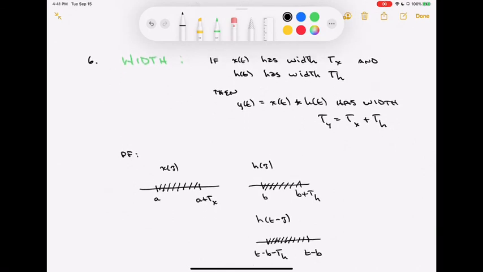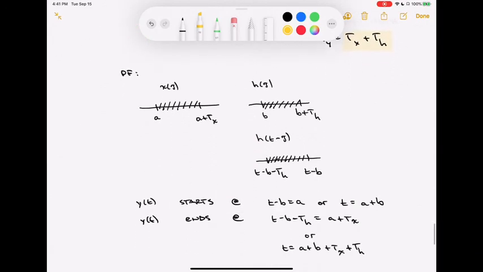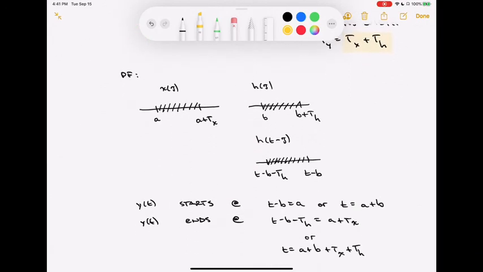Last property we have, the width property. If x of t has a width, call it tx, and h of t has a width th, then the convolution of these two has a width that is just the sum of their widths. We can easily prove this. I'm going to prove it graphically. I'll think of x as a function that has some width tx, starting at some value a and ending at a plus tx. Same thing for h. It starts at a value b and ends at b plus th. So x is of width tx and h is of width th.